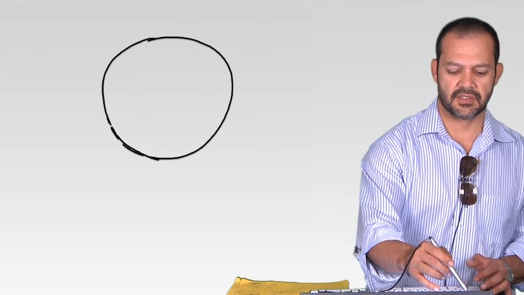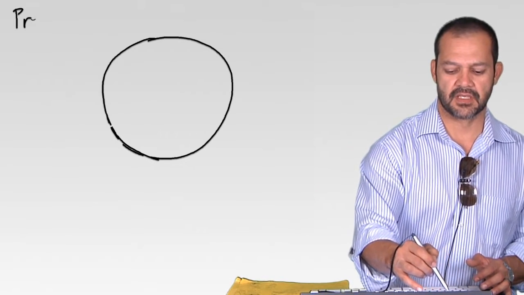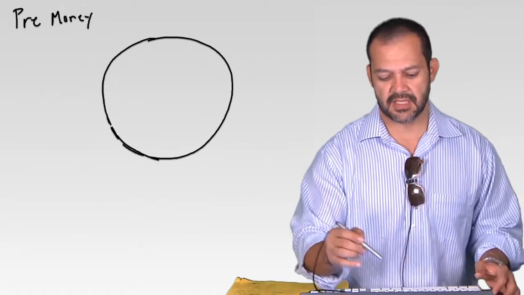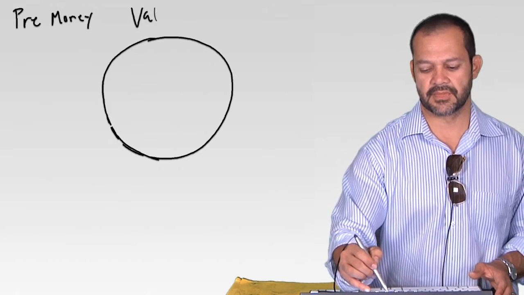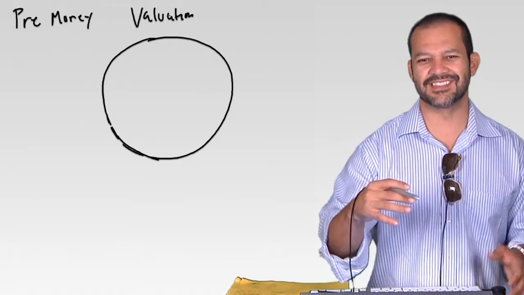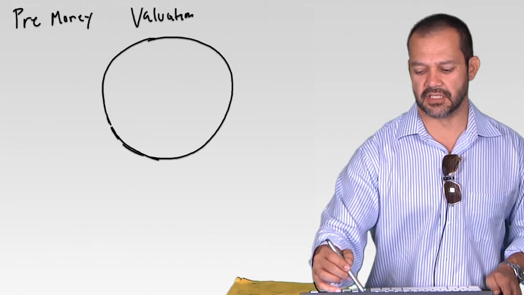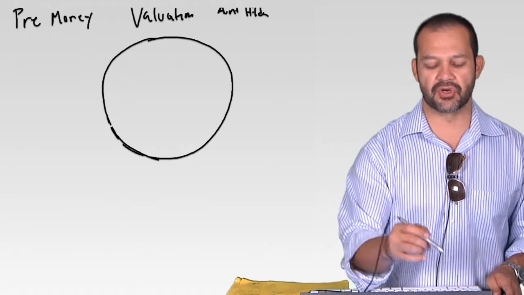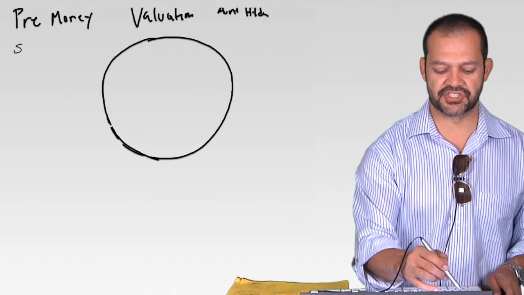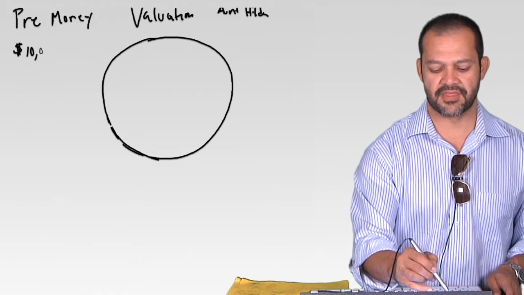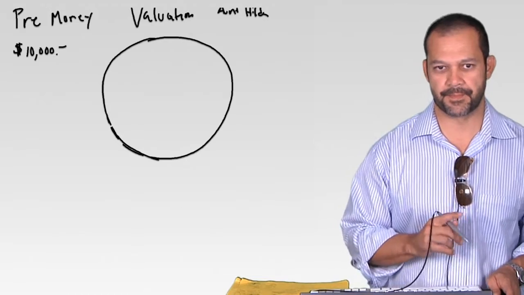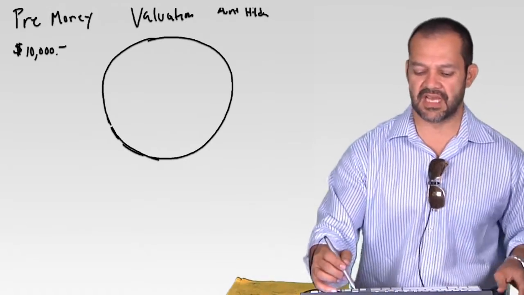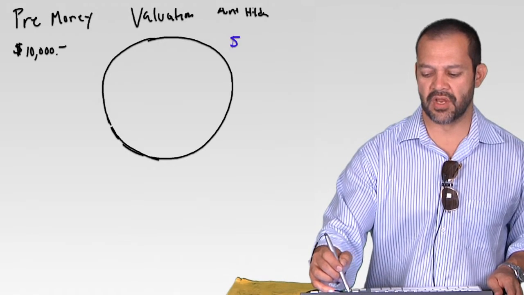of an investment. So you have a pre-money valuation, as I mentioned, and this is valuation. And you also have, and this class is called Aunt Hilda. All right, this is all about your Aunt Hilda. You have a pre-money valuation, as we stated before, of $10,000. Aunt Hilda wants to invest $1,000.